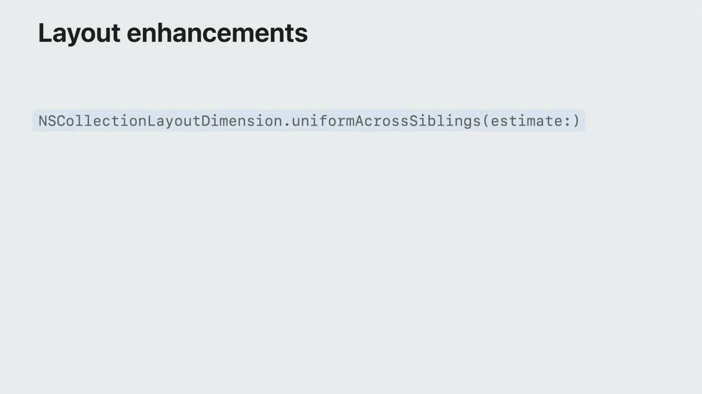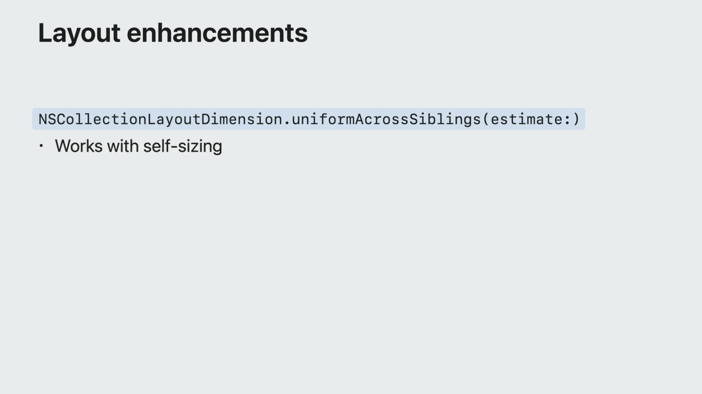In iOS 17, compositional layout gets a brand new layout dimension, uniformAcrossSiblings. This new feature allows self-sizing items in your layout to receive a consistent size based on the size of the largest item. When you need this kind of layout, simply replace your estimated dimensions with uniformAcrossSiblings. Keep in mind, when you use this feature, it requires all sibling items to be created and sized to determine the size of the largest item, so avoid using it when you have large numbers of items in a group.